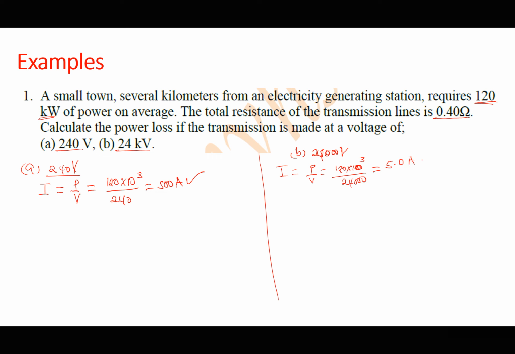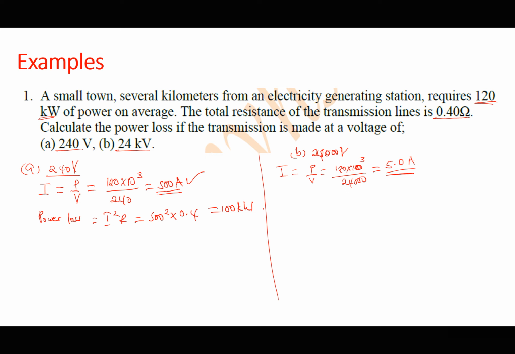Do we notice that if we transmit the same power at a high voltage, the current flowing through the connecting wires is smaller than when transmitting the same power at a lower voltage? Let's check the power loss. Power loss is given by I squared times R. In this case, it is 500 squared times R, which is 0.4. This gives us 100 kilowatts being lost.